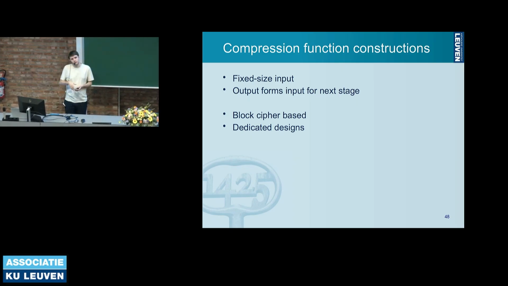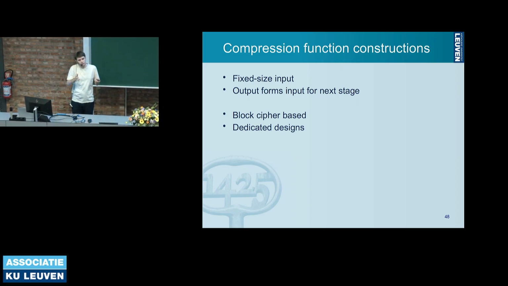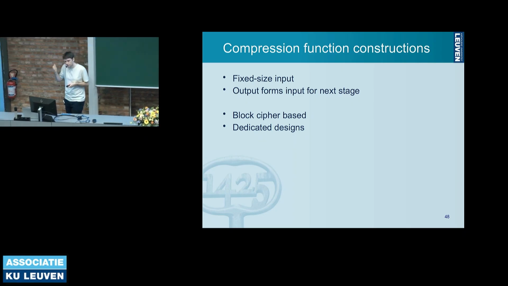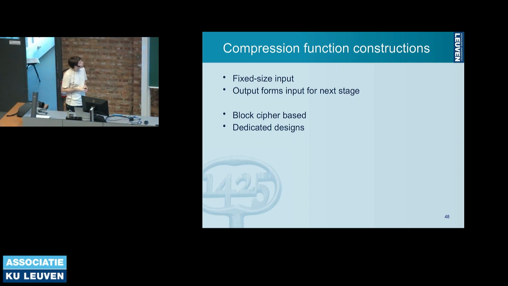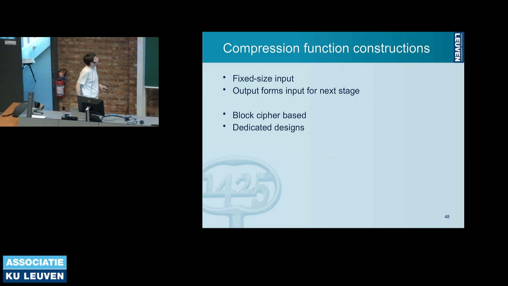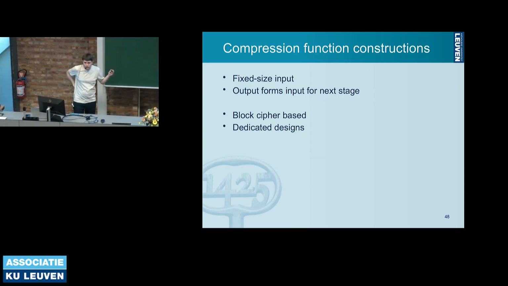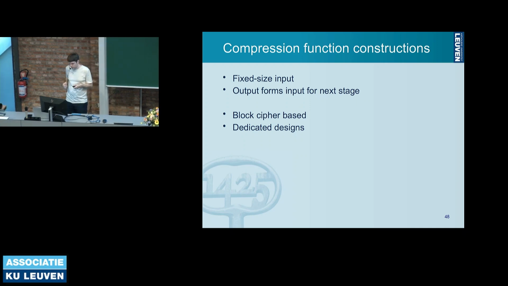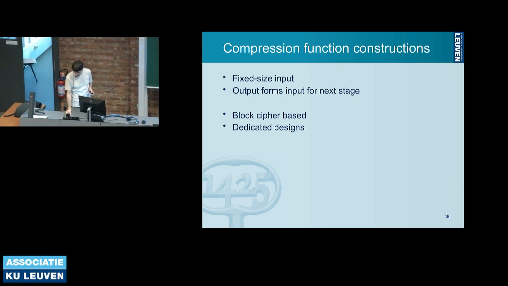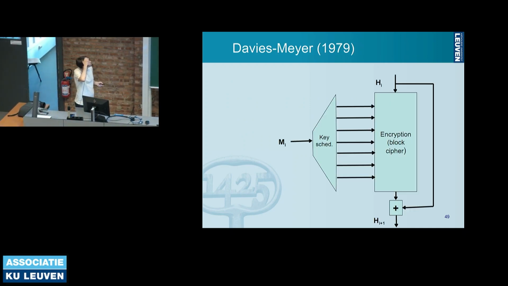Now I said how you can combine these compression functions. The question is still, how do we actually build the compression function? And here it again turns out we can start from block ciphers. So you see this is a very versatile primitive, and we can use it to build a compression function. Other times it's just a dedicated function, but I'll focus on how to build it from a block cipher here.